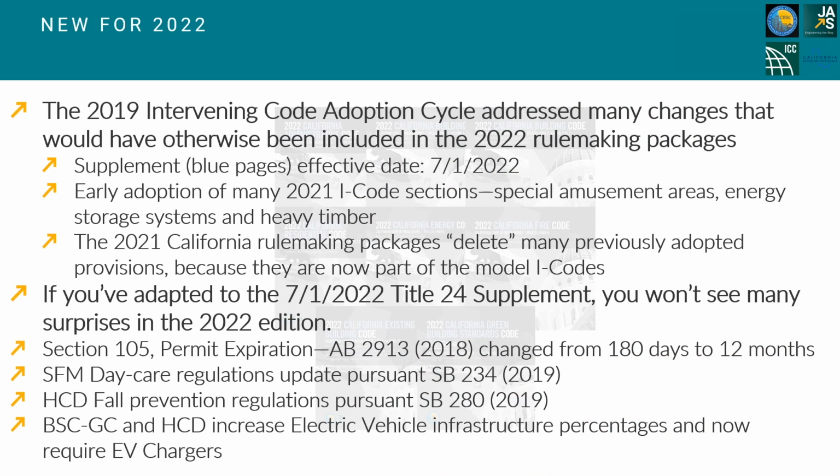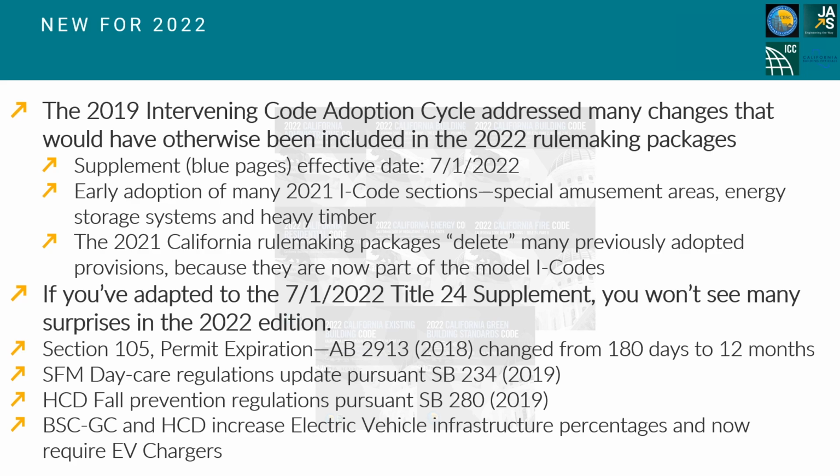The good news is the 2022 edition of Title 24 doesn't have a lot of new information to become familiar with. The reason is during the 2019 intervening code cycle, which resulted in the Blue Supplement, several state agencies early adopted the 2021 International Building Code Heavy Timber Regulations. The State Fire Marshal also early adopted Energy Storage System Regulations and Special Amusement Area Regulations. If you are familiar with the 2019 supplement that became effective July 1 of 2022, then there are not too many more changes.